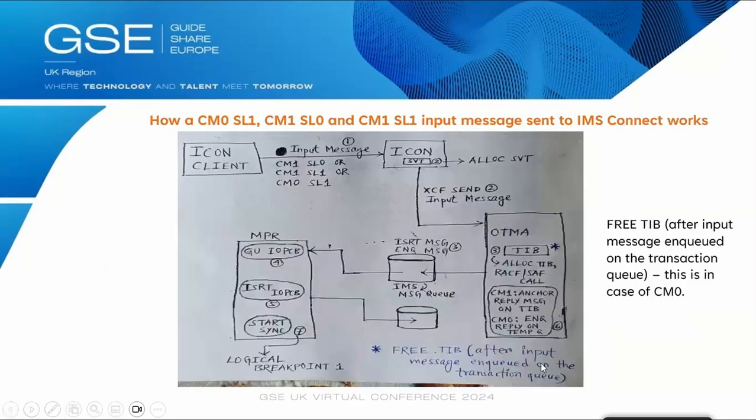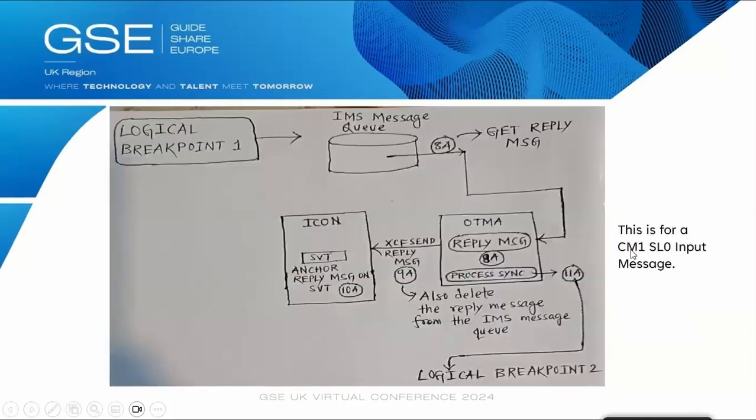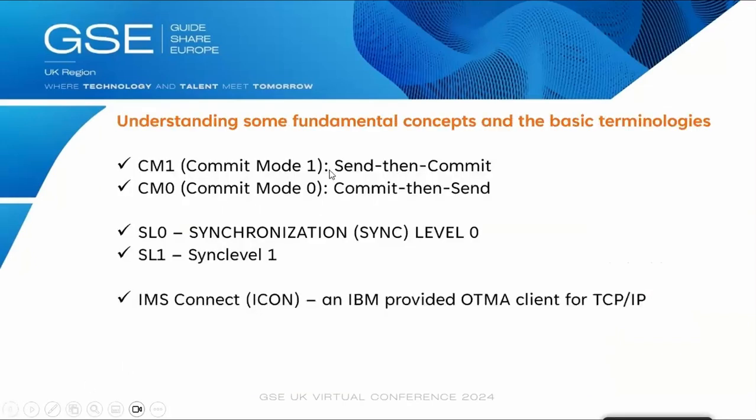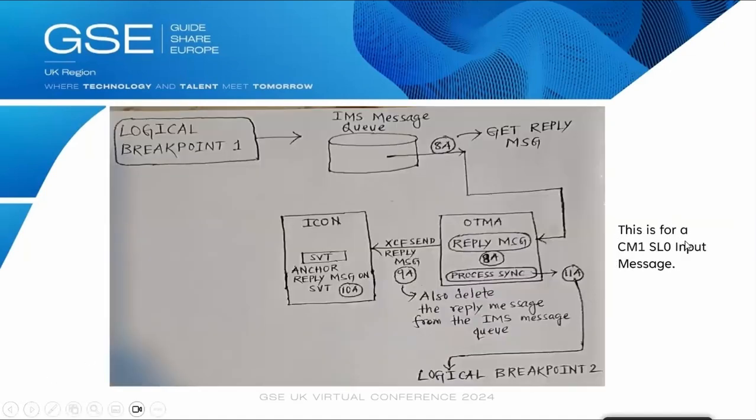Right, and remember, over here we are taking a look at the CM1 SL0 input message right now. So if you just go back, CM1 is send then commit, and then SL0 is sync level 0, right? So SL0 means that it's not needed by the OTMA client to acknowledge the output message from IMS, right? So the OTMA client does not need to send an ACK message, right? So this is the case that we are talking about over here. So we are taking a look at the CM1 SL0 input message flow right now.